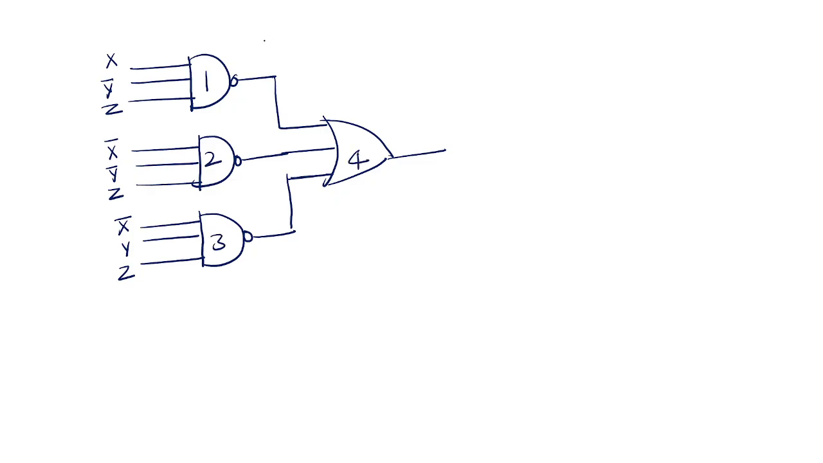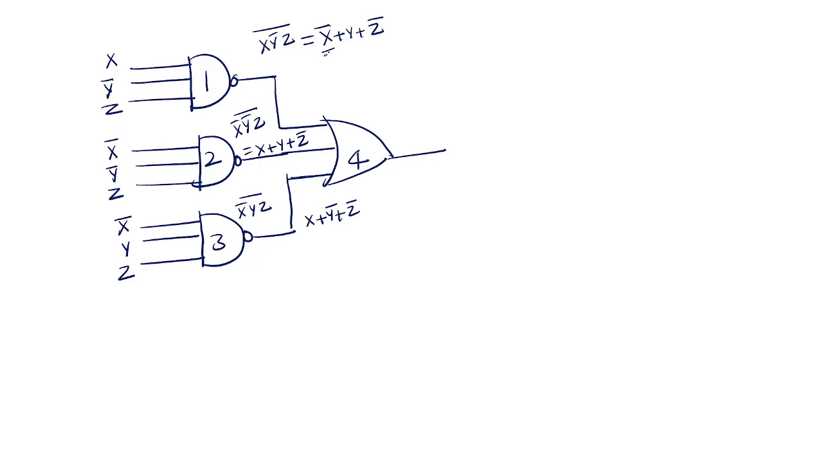So this is (x y bar z) whole bar. Okay, if you apply De Morgan's law, you get x bar plus y plus z bar. And this one is (x bar y bar z) whole bar. If you apply De Morgan's law you will get x plus y plus z bar. And this is (x bar y z) whole bar, so you will get x plus y bar plus z bar.